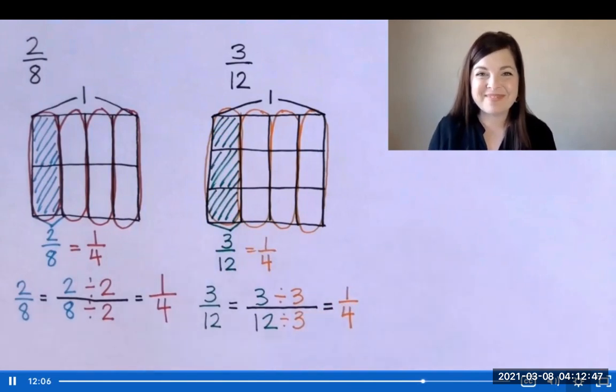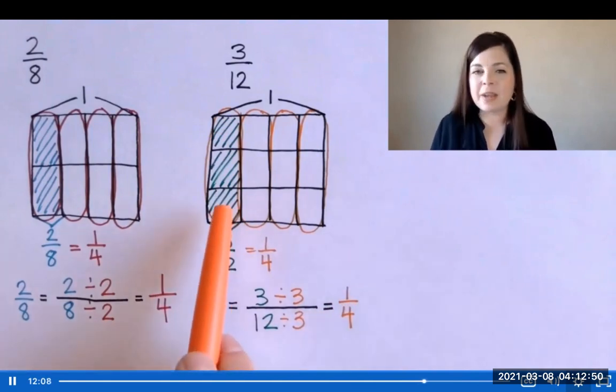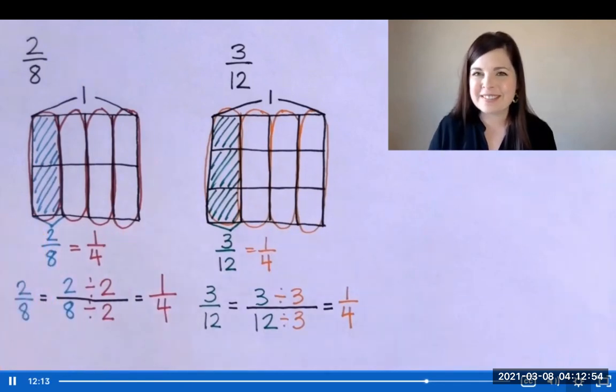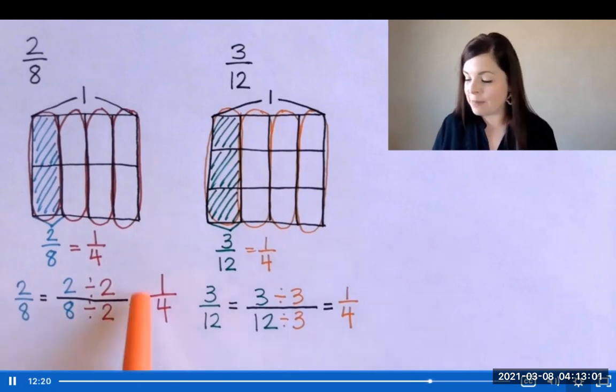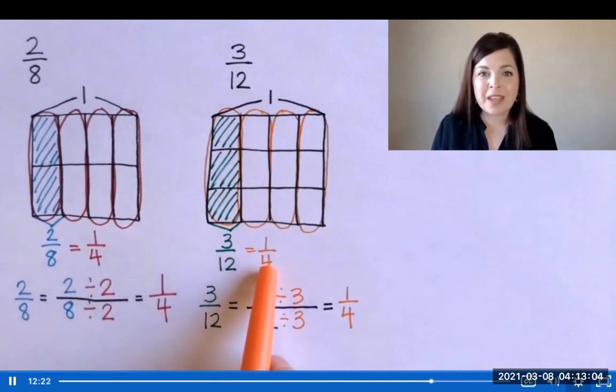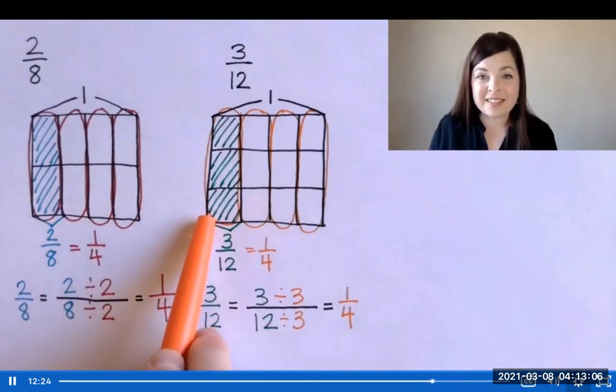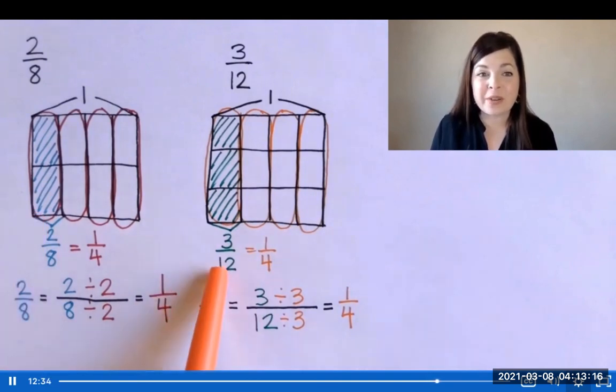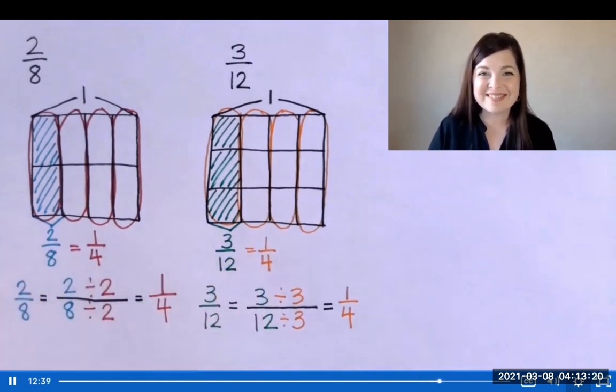Great job. Now compare the area models for 3/12 and 2/8. What do you notice? Pause the video to talk out your thinking. You may have noticed that they both equal 1/4. But we composed groups of 3 in 3/12 to make 1/4, and we composed groups of 2 in 2/8 to make 1/4. So we composed both 3/12 and 2/8 into the same unit fraction. Way to go!